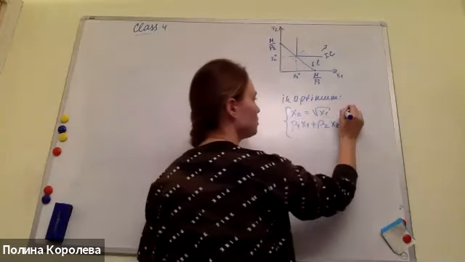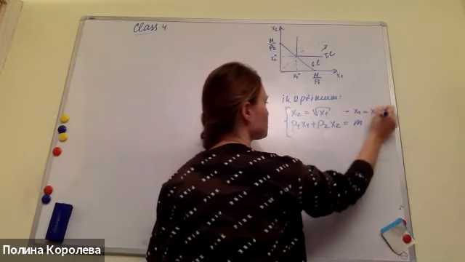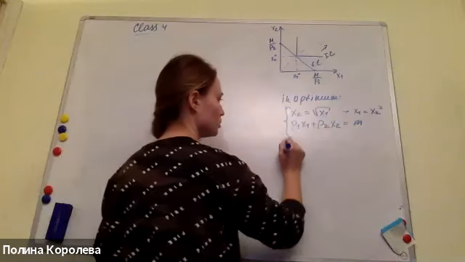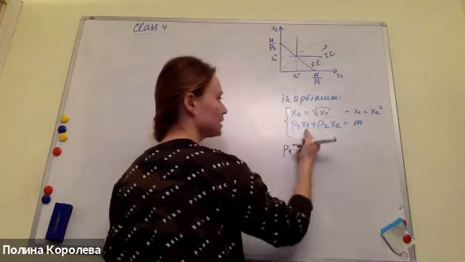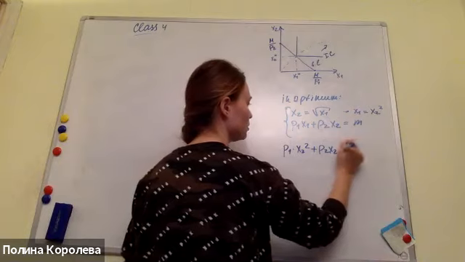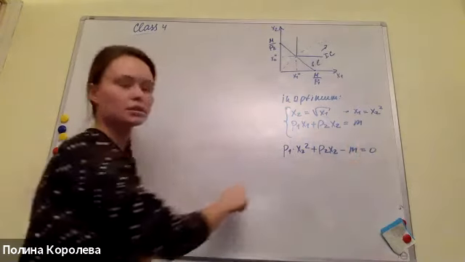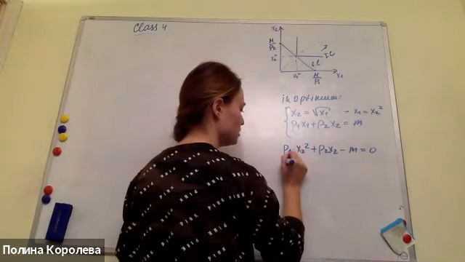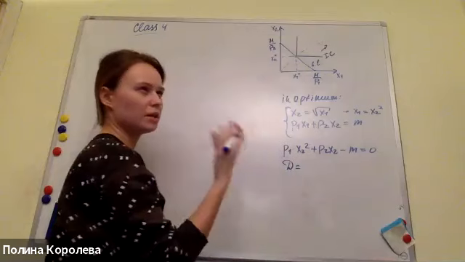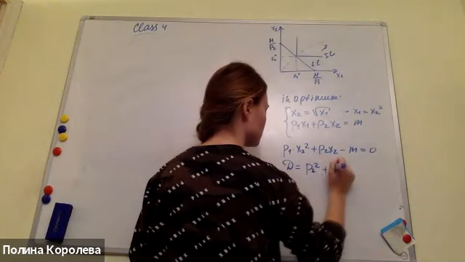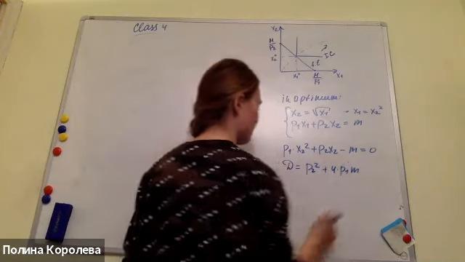So from the first row, from here, x1 equals x2 squared. Agree? Yeah. Put this first row into second. It will be p1 multiplied, instead of x1, we write x2 squared, plus p2 x2 minus m equals 0. This is the quadratic equation, you see? Quadratic equation. So we should find D. It is b squared minus 4ac. You remember. p2 squared plus 4 p1 m.